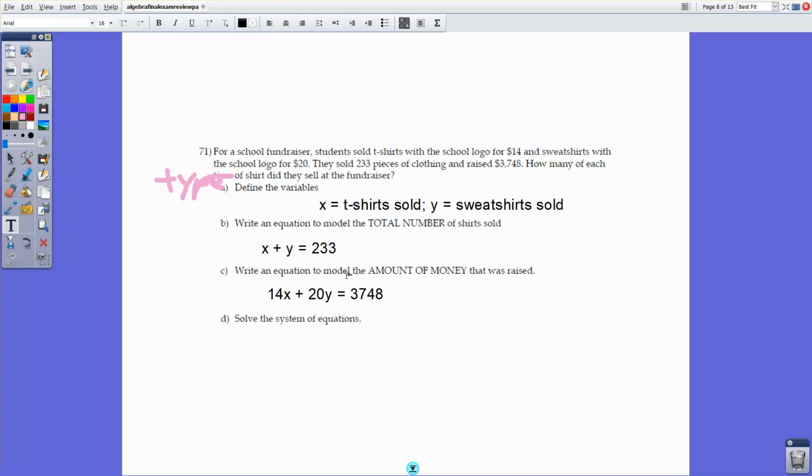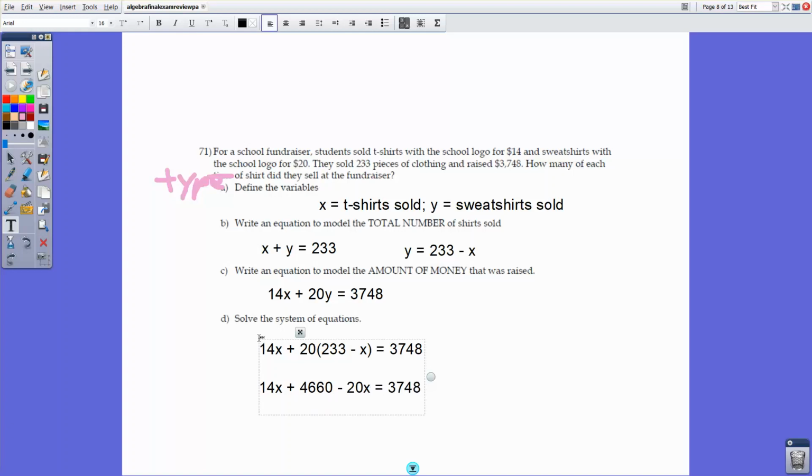I actually find it's a lot easier to use substitution to solve this particular system. So I'll write y equals 233 minus x. This first equation, solving it for y just by subtracting x, right? So now in the second one, we're going to take 14x plus 20 times 233 minus x, and that will equal 3,748. Let's distribute our 20. 14x plus 233 times 20 is 4,660 minus 20x, and that would equal 3,748.